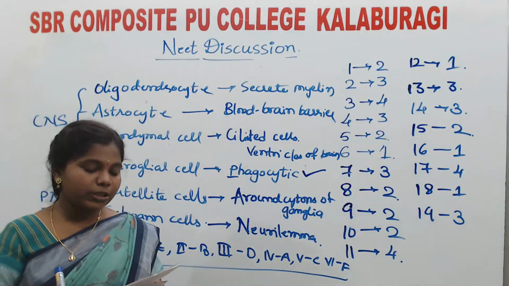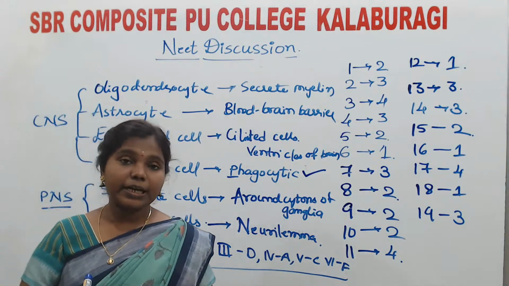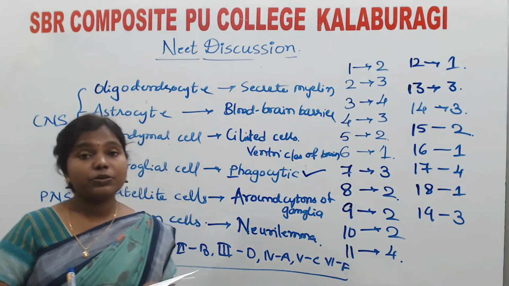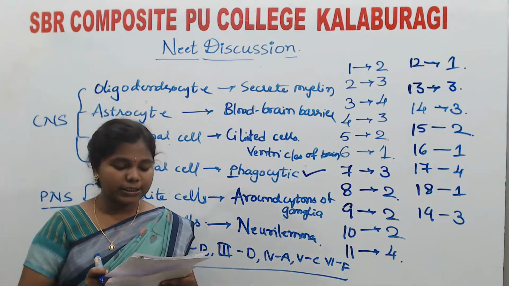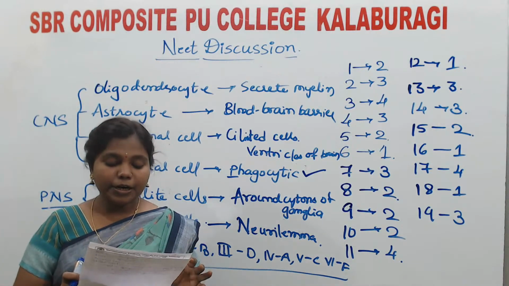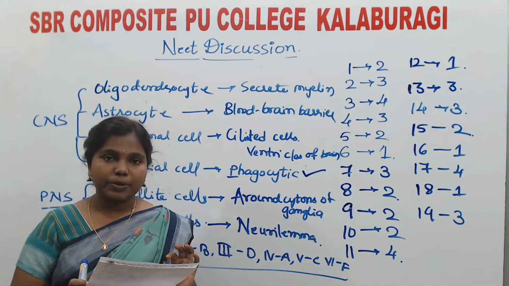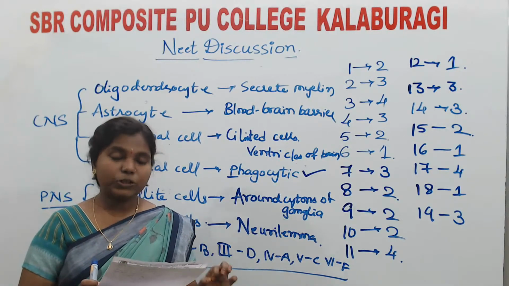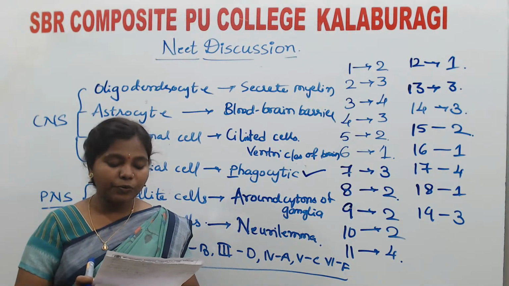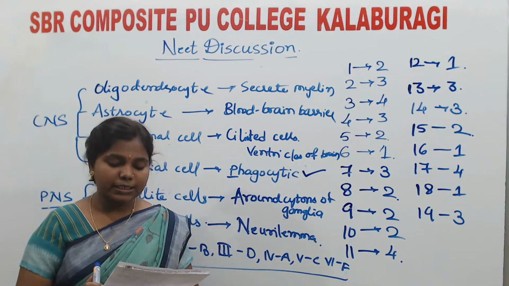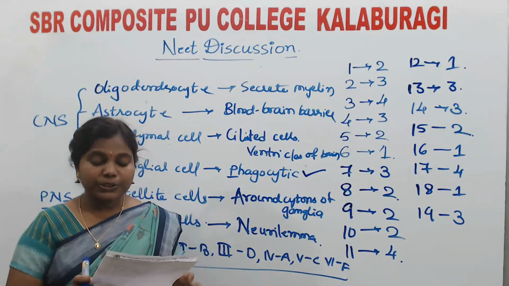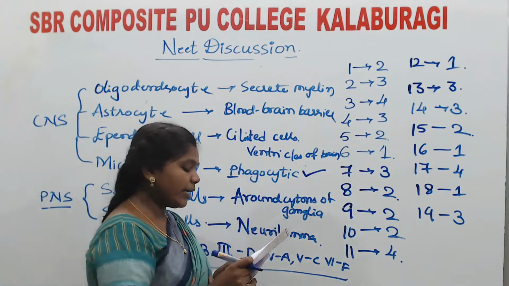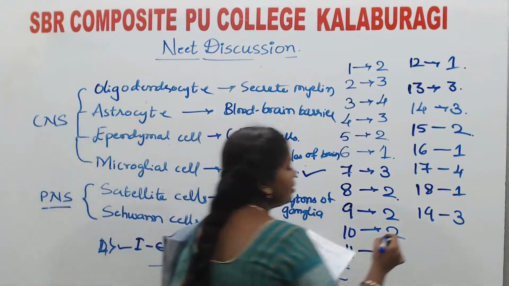Next, the 20th question. The only cells that are derived from mesoderm in nervous tissue. See, generally the nervous system is totally derived from the ectoderm, but there are special cells which are derived from the mesoderm. The options they have given are all neuroglial cells, and the fourth option, microglial cells, is the correct answer for the 20th question.